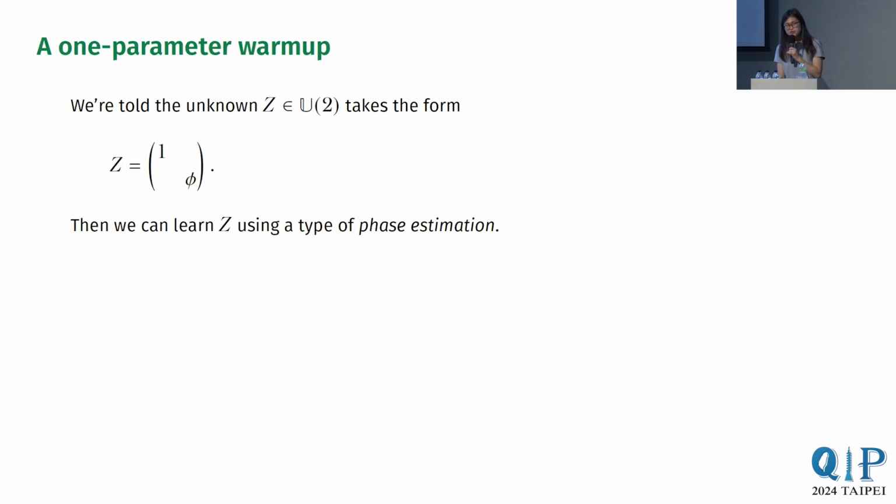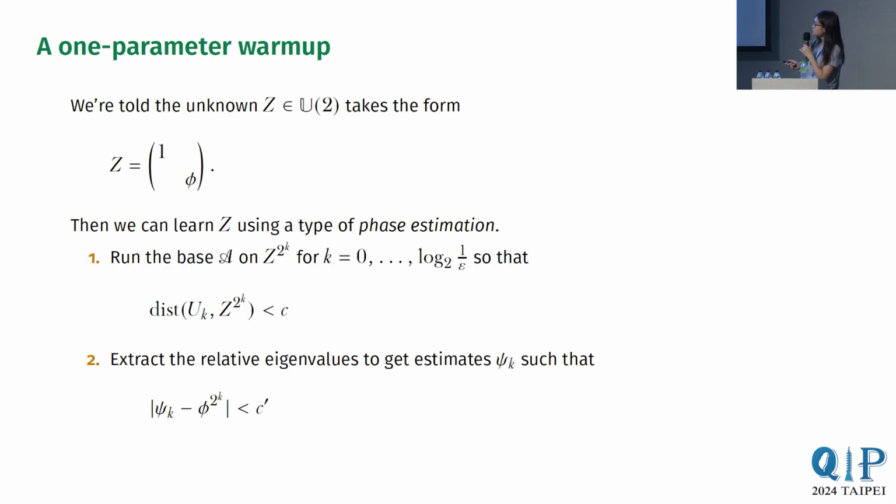Now to provide some intuition, we'll consider a warm-up case. We're going to consider not d dimensions, but 2. We're going to consider a unitary on a qubit, and it takes this form. So it's like 1 and phi. And all that we want to know in order to figure out what this z is, we just need to figure out what this phi is. And the approach that we can do is a kind of phase estimation. Specifically, it's like a kind of robust phase estimation, if you're familiar with this.